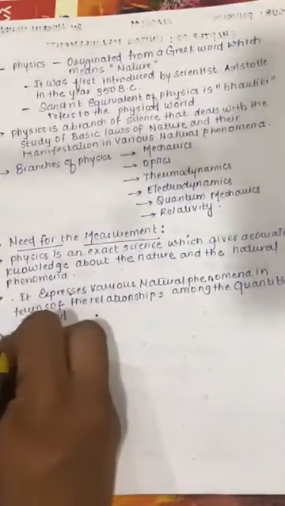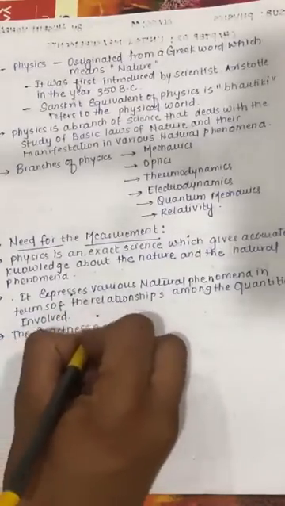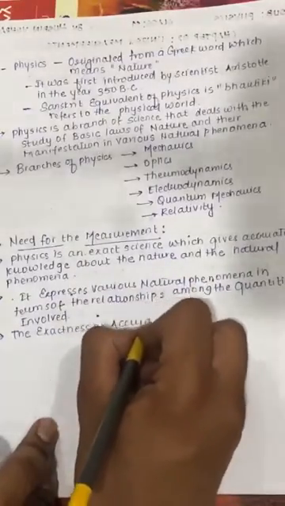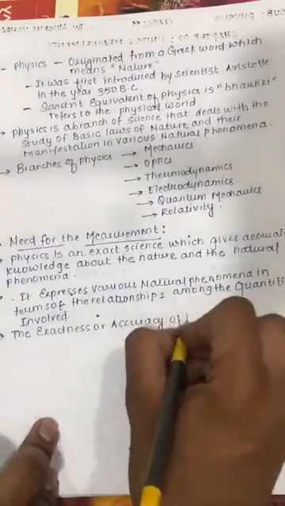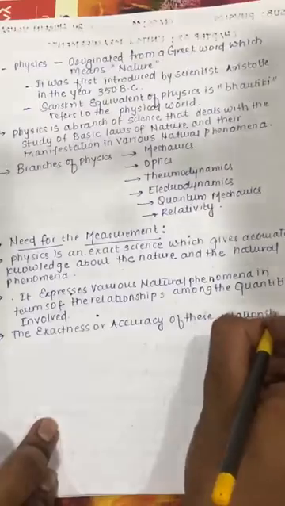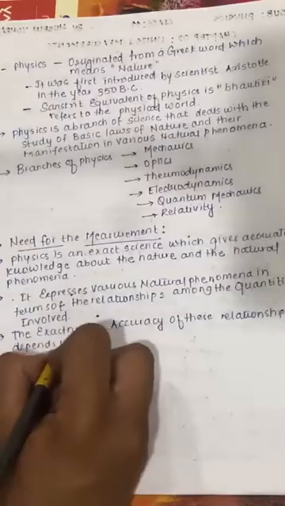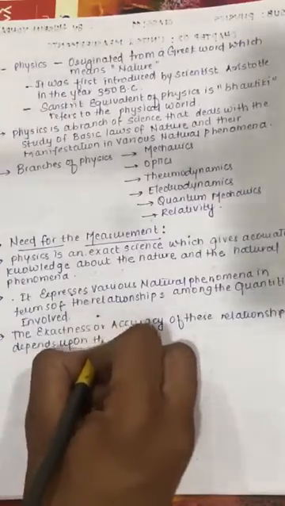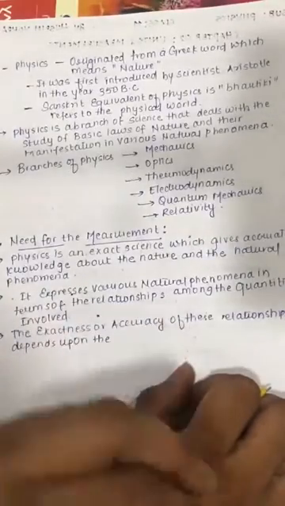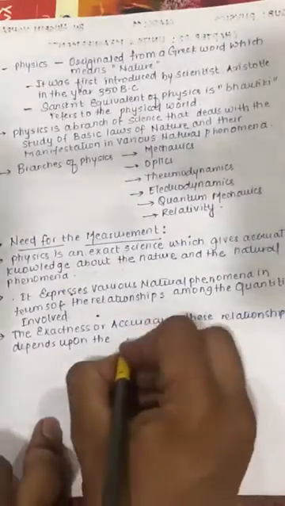Now, the exactness, or you can say accuracy, of these relationships depends upon the measurement we take, right? Here it is clearly said that the exactness or accuracy of this relationship depends upon what? The measurements we take.